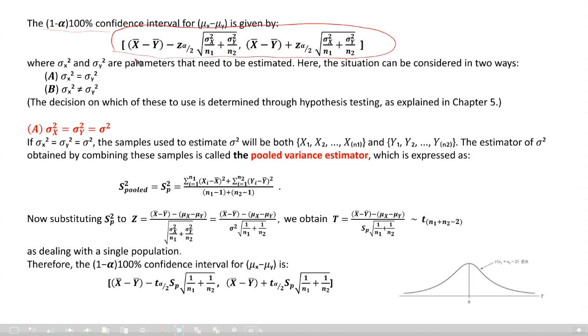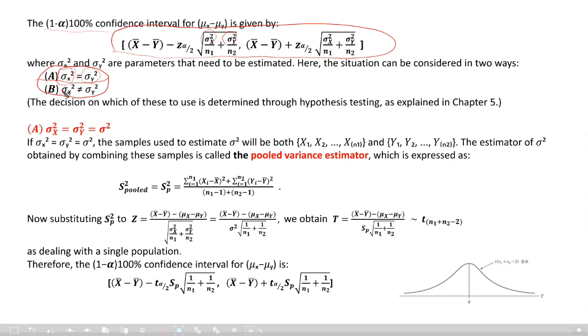Then can we use this confidence interval in reality and in practice? No way, because we do not know the variance of population 1 and the variance of population 2. Then how to do it? We have to estimate it. But now, you have to keep in mind this part. The variance of population 1, sigma x squared, and the variance of population 2, sigma y squared, may be the equal case or the not equal case. We have to divide these two cases.